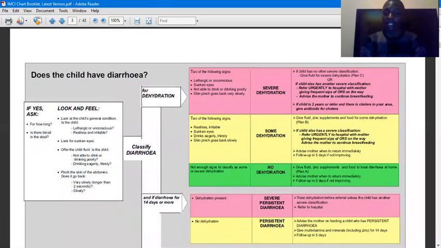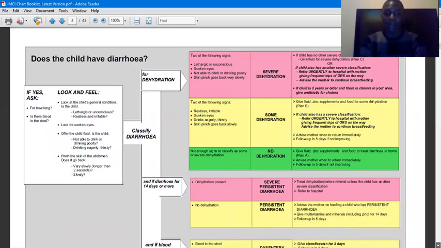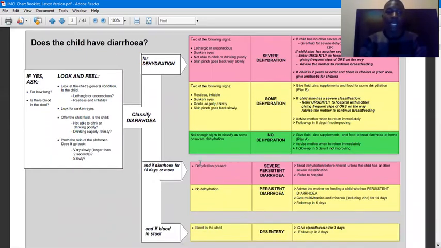So the next symptom is diarrhea. According to IMCI, if the child presents with diarrhea, and this diarrhea is accompanied with lethargy or unconsciousness, and there are also sunken eyes, meaning the child should have 2 of the following signs that I'm going to mention.